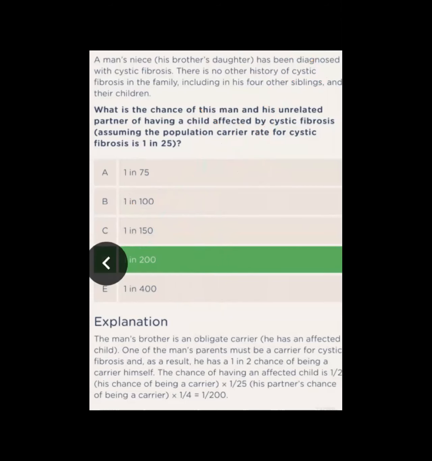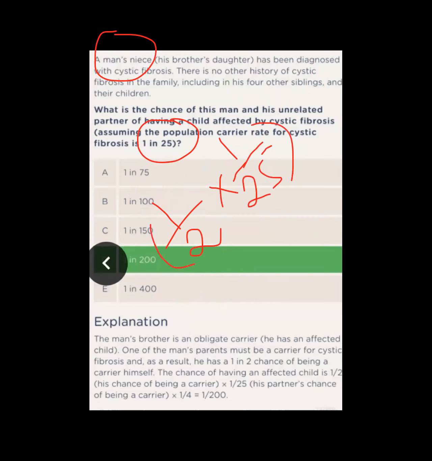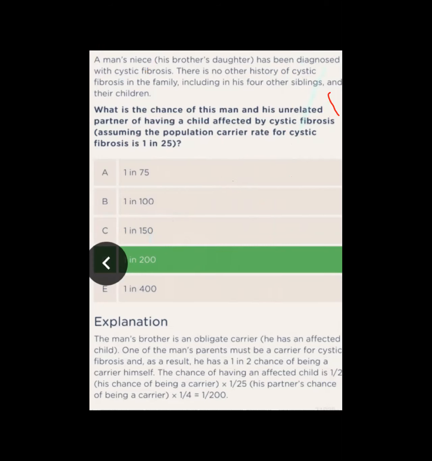We did it by assuming that both the parents are carriers. And what is the chance of the man? This man's chance is half, because he has an affected niece. And this woman's chance is 1/25, because she doesn't have a family history. And when both are carriers, only then can they have an affected child, and it will be 1/4. Of every 4 children, he can have 1 child who is a sufferer of cystic fibrosis. Okay, this is only for autosomal recessive conditions. In autosomal dominant conditions, the risk calculation is not like that.